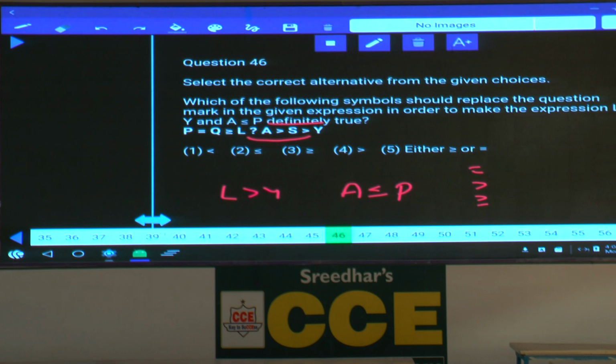Hence, in all the 3 cases, we will definitely get L greater than Y. But we need to get A lesser than or equals to P. P is here, A is here. Then in order to prove this one, P greater than or equals to A.